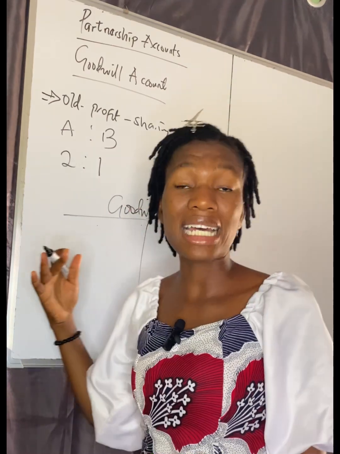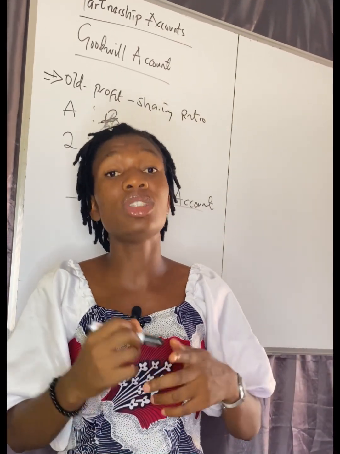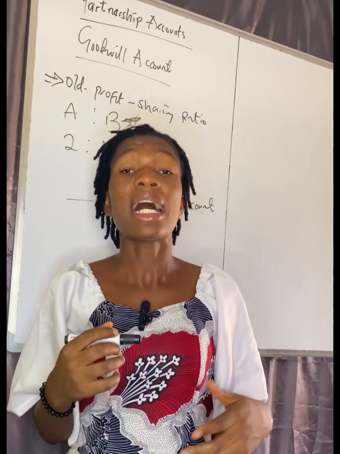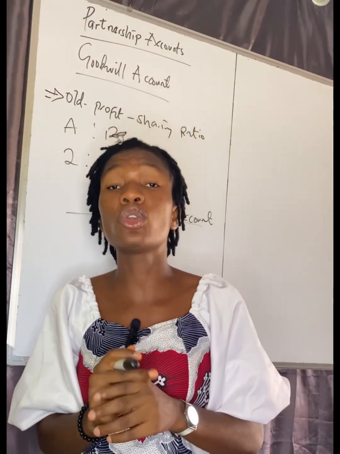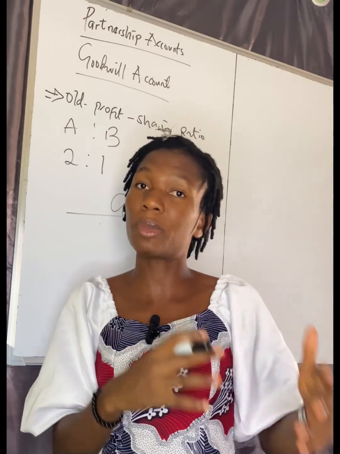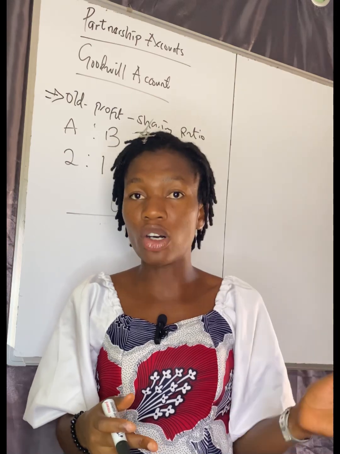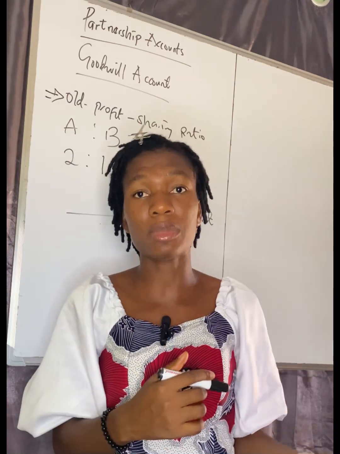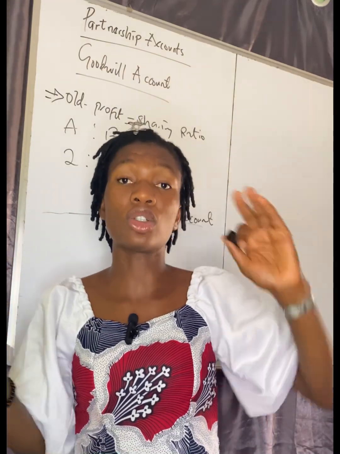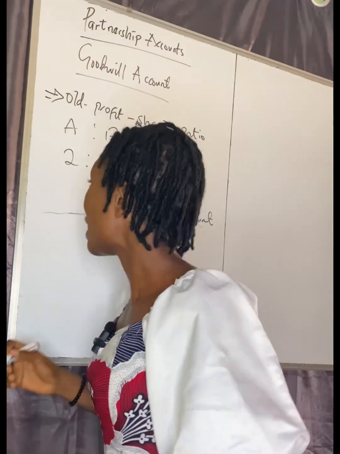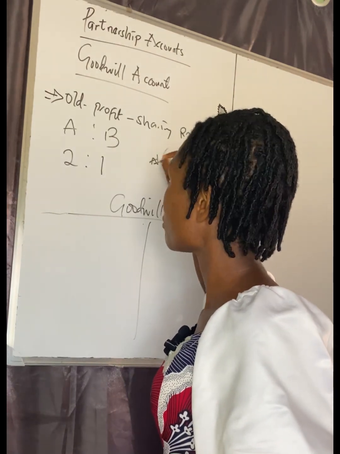Now goodwill is an asset, an intangible asset. So for every increase in asset, what we do is that we debit, and then for every increase in capital or liability, we'll be crediting. Like I said, the goodwill account has a direct impact on capital account. That means as goodwill increases, it also increases capital. For every debit entry, we have a corresponding credit entry. Now this is our goodwill, and we have that our goodwill was valued at 6,000 naira.